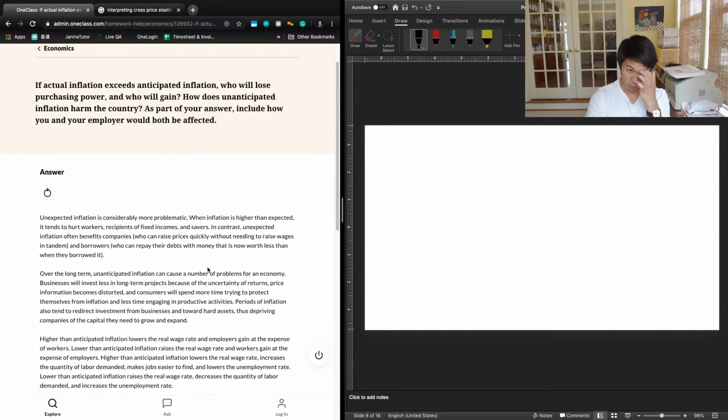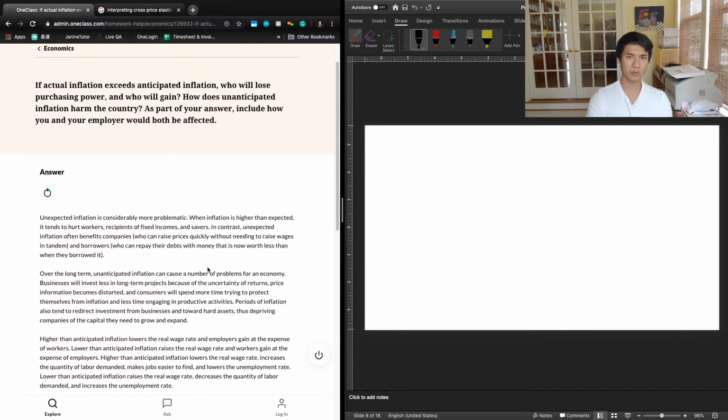And so you might see more short-term projects instead of long-term projects. And finally, the question asks us to talk about how employees and employers would be affected. If we have high inflation, that means the wages that employees are earning have effectively gone down. The real wage rate has gone down because even though you make the same amount of money, the prices have gone up and you can purchase less stuff. And so employees are going to be hurt by this policy.